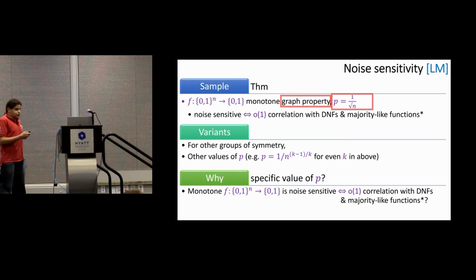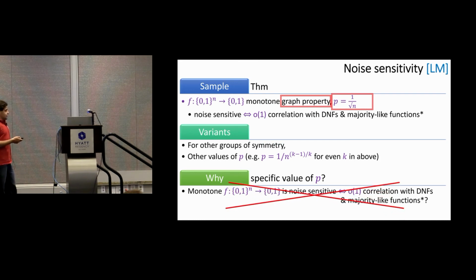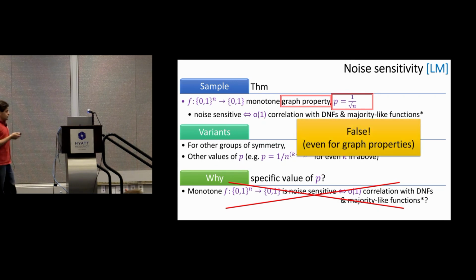As I told you, we didn't manage to prove the speculation, and there is a good reason for that: it's simply false. And not only is it false, it's even false for graph properties. Even if you take a graph property, but your P is not quite of this form, then there are other functions that are noise sensitive. So there are functions that have no correlation with DNFs and majorities, but are still not noise sensitive.